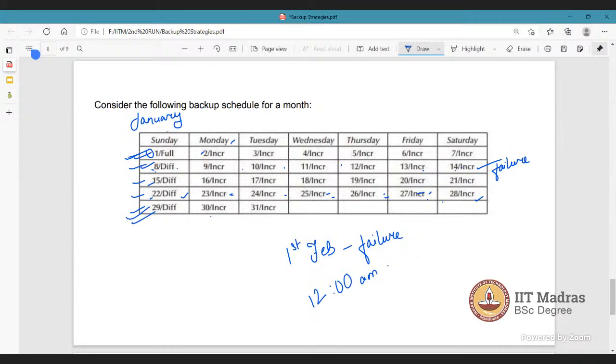That basically depends on whether the failure occurred after the backup was done on the 28th. Say for example, at 6 p.m. we do the backup. So on the 28th, if at 8 p.m. a failure occurred, then we will have to take the incremental backup of the 28th also. However, if on the 28th the failure occurred at 4 p.m., then we won't be taking the backup because the work is not done there, right? So we will be taking one full backup, one differential backup, and 5 incremental backups.